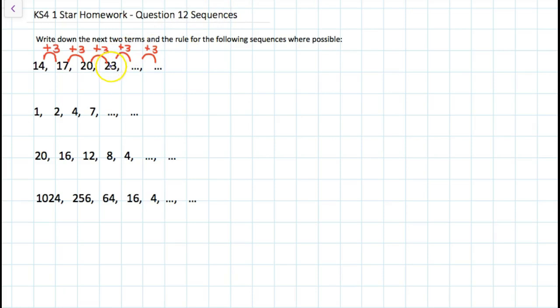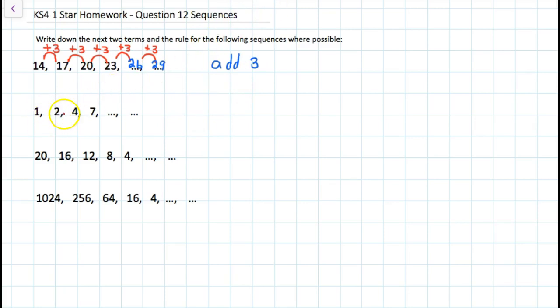So if we look at this, I've got 23 add 3 would give me 26. 26 add 3 would give me 29. Nice simple rule here. I'm just going to say the rule is add 3. Moving on to the next term.